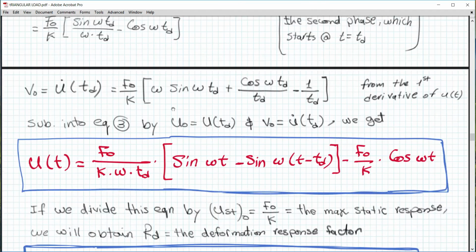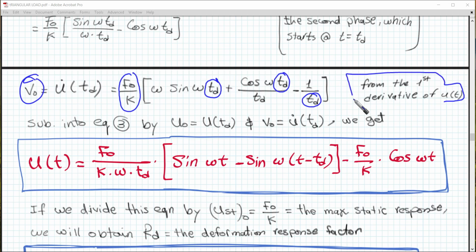Now let's go and get this v node. It is going to be equal to u dot of TD, and it equals f node over k times omega sine omega TD, plus cosine omega TD over TD, minus 1 over TD. This comes from the first derivative of equation 2, as we said, of the phase 1 equation.